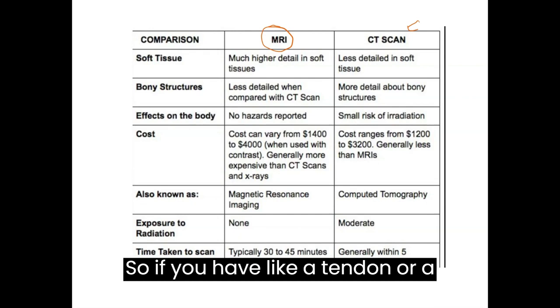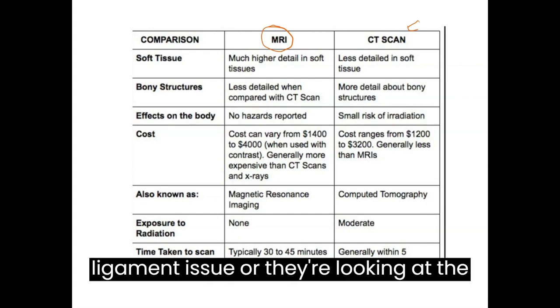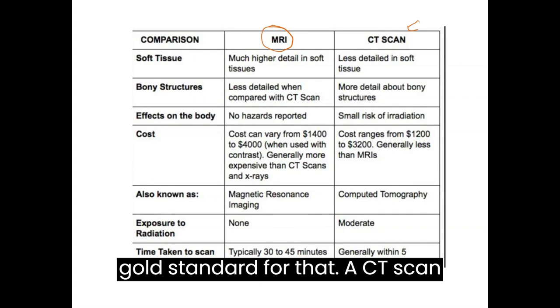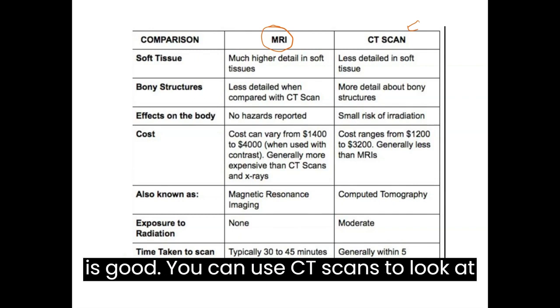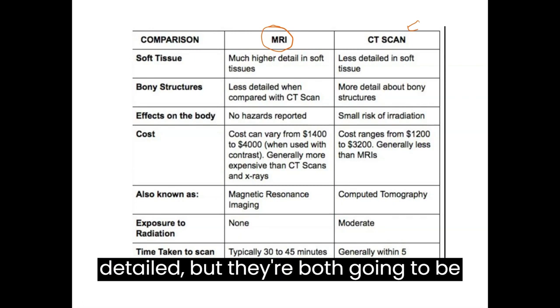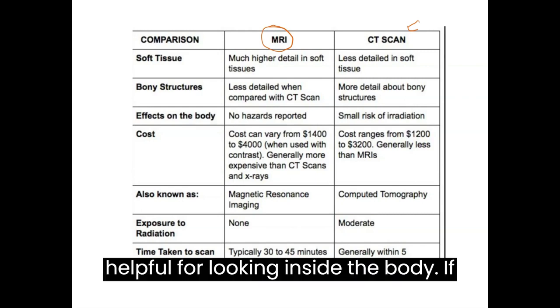So if you have a tendon or a ligament issue, or they're looking at the meniscus in your knee, the MRI is the gold standard for that. A CT scan is good. You can use CT scans to look at blood vessels. It's a little less detailed, but they're both going to be helpful for looking inside the body.